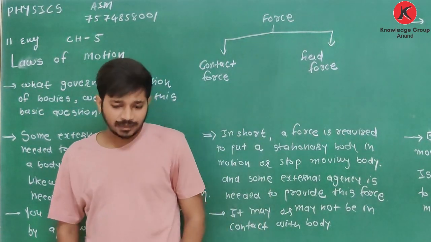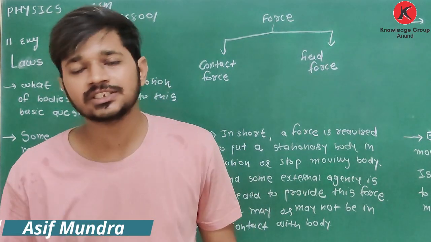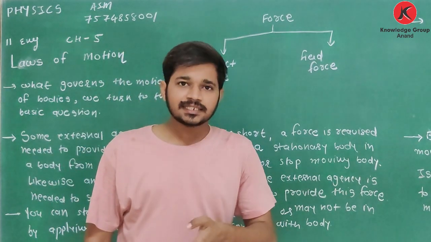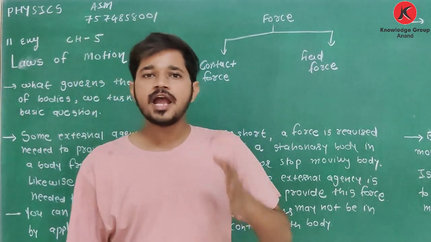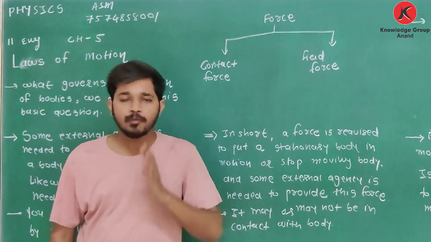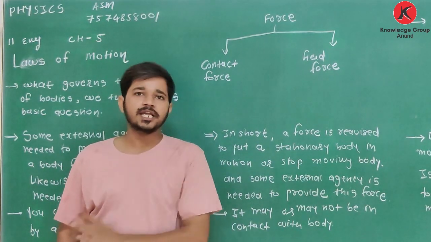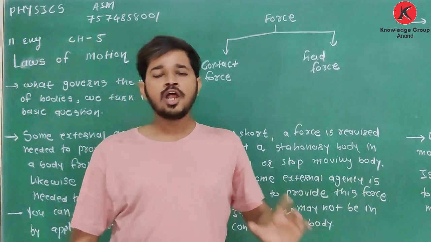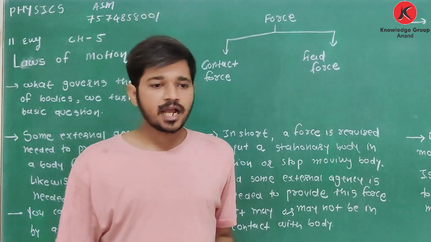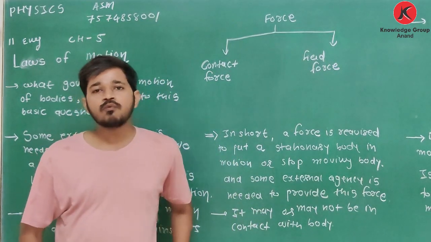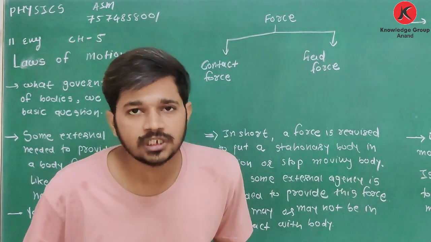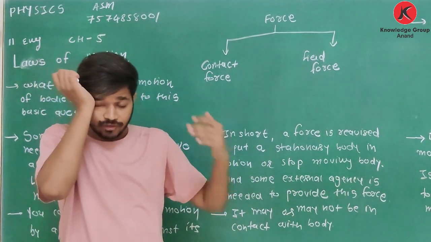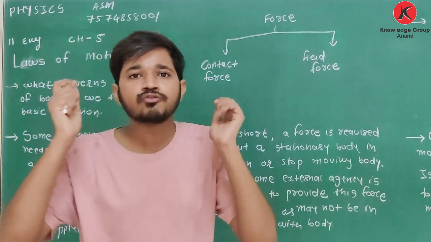We have completed two chapters, chapter 3 motion in a straight line and chapter 4 motion in a plane. In chapters 3 and 4 we have discussed only the motion of objects, not its cause. But now you may ask some questions: why are objects in motion, why do they perform linear motion, rotational motion, oscillatory motion? So what is the cause of motion?